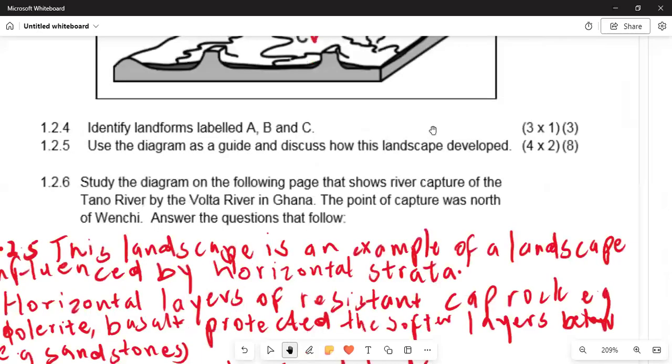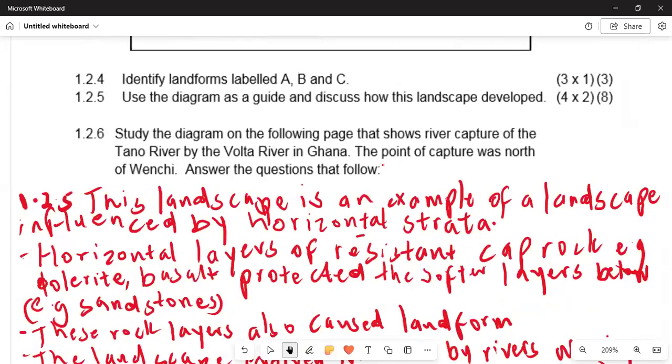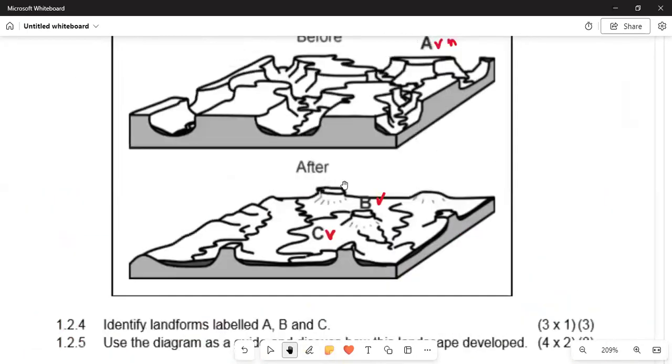All right. And then if ever we are moving on, we are in 1.2.5. It says, use the diagram as a guide to discuss how the landscape developed. It is for 8 marks. 1.2.5. How did this landscape develop? Number 1, this landscape is an example of a landscape that is influenced by the horizontal strata. So when we are talking about a horizontal and vertical strata, this is the strata that we are talking about, a vertical and horizontal.